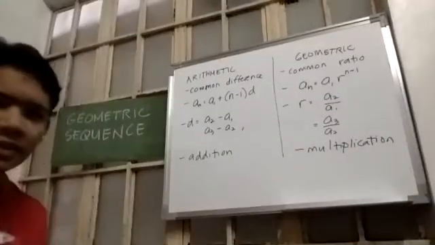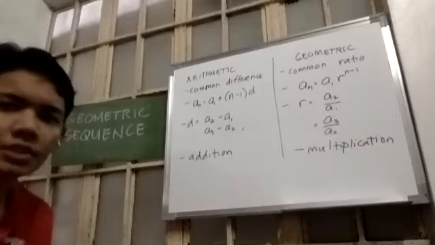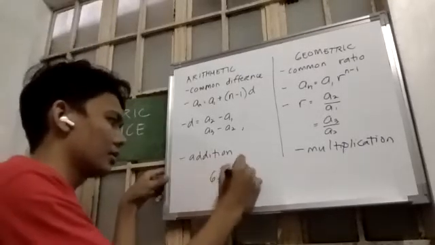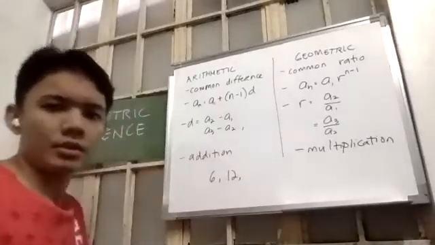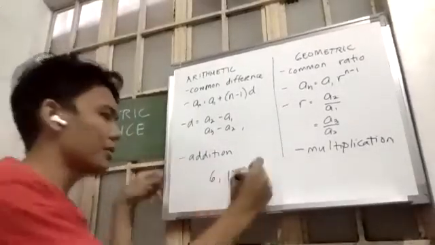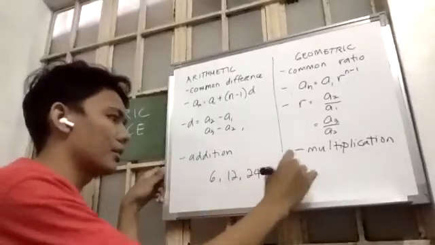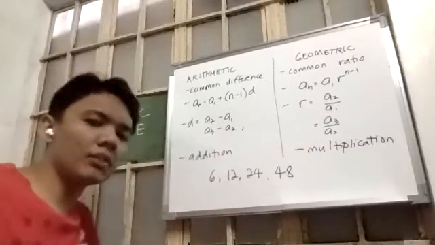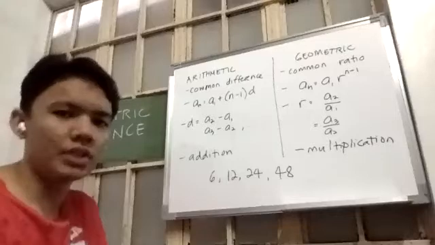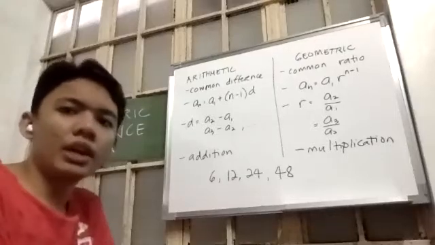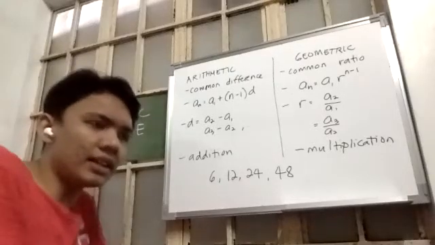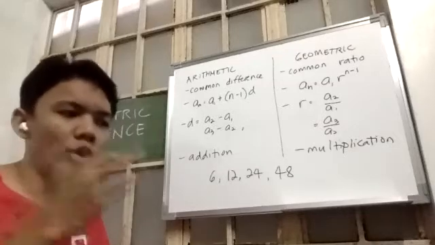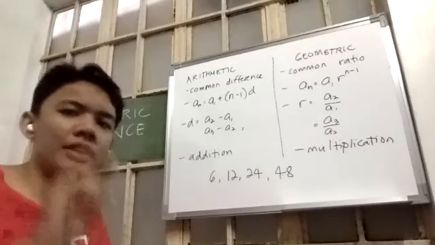For example, I have a given sequence. May given sequence ako. Ito siya. For example, I have 6, 12. Sunod niya ay 24, 48. So now, how do I know if this is an arithmetic sequence or a geometric sequence? Ngayon, dalawang steps na tayo sa pag-identify. Kasi last time, di ba, arithmetic sequence na nilidiscuss natin, kaya ito common difference na agad yung nahanap. Ngayon, we'll find the two.